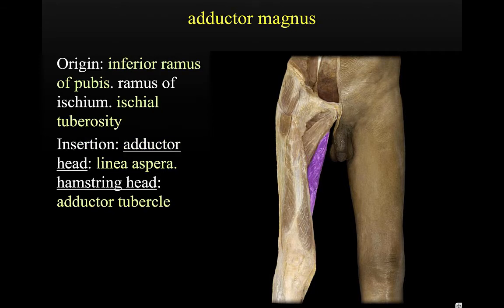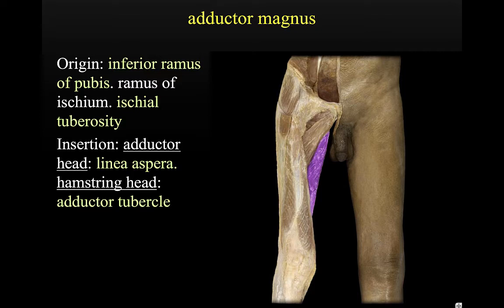Then we get into the adductor magnus, which is a really weird one, but if we think about what Magnus means, and we've learned that term before with the foramen magnum, which was the big hole, this adductor magnus is the big adductor. Relatively simple, right? Let's look at this origin. Inferior ramus of the pubis, ramus of the ischium, and the ischial tuberosity. That's like the whole bottom of the pelvis. So that's a pretty big origin.